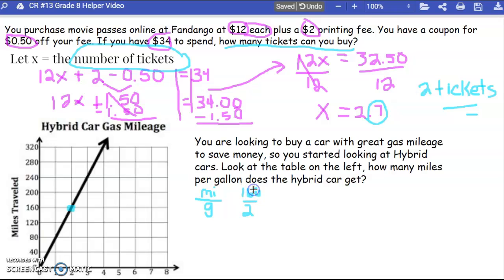Now remember, a unit rate is per 1. And I'm looking for 1 gallon. So I'm going to put that 1 on the bottom. In order to go from 2 to 1, I have to divide by 2 because anything divided by itself is 1. Remember, if these are equivalent ratios, anything I do to the bottom, I have to do to the top. So I'm also going to divide by 2. 160 divided by 2 is 80.